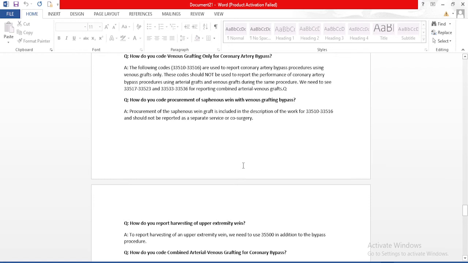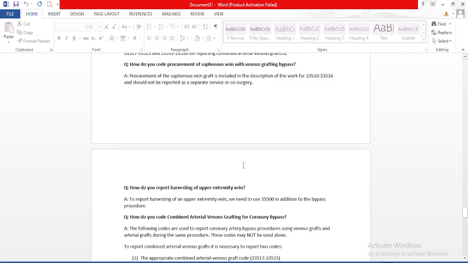Next one, how do you code venous grafting only for coronary artery bypass? The codes 33510 to 33516 are used to report coronary artery bypass procedures using vein grafts only. These codes should not be used to report coronary artery bypass procedures using arterial grafts and venous grafts during the same procedure. We need to see 33517 to 33523 and 33533 to 33536 for reporting combined arterial and venous grafts. So whenever we have venous grafting only, we code the 33510 to 33516 series. Whenever we have combined artery and venous grafts, we code 33517 to 33523 and 33533 to 33536. For combined arterial and venous grafts we have a separate series of codes, so we will not use the 33510 to 33516 series.